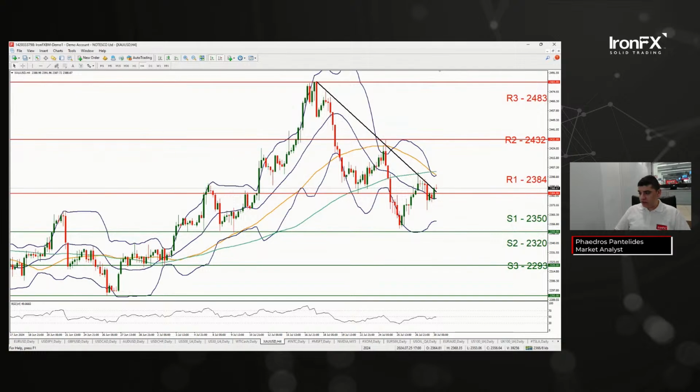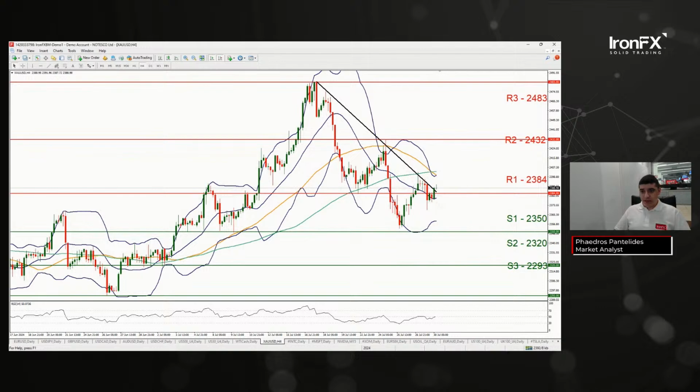Moving on to the precious metal. The Bollinger Band is still towards the downside. The RSI is at 50. It's broken above the mid-range of the Bollinger Bands and has found support. Wouldn't be exactly bearish for the precious metal.